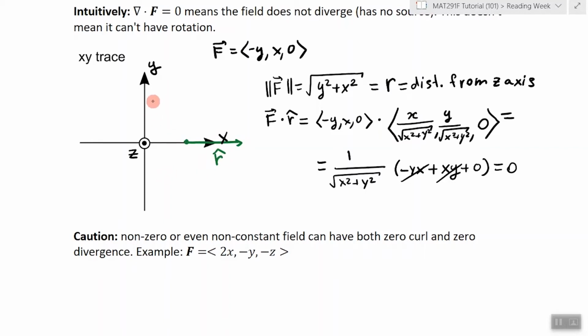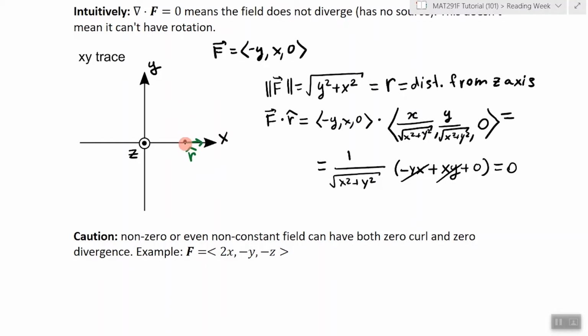And then my vector, you know what, this looks huge. I'm going to make it smaller. This is r hat. And then the vector field either goes up or down at this point. Now let's figure out up or down so that we know whether the field is going clockwise or counterclockwise.